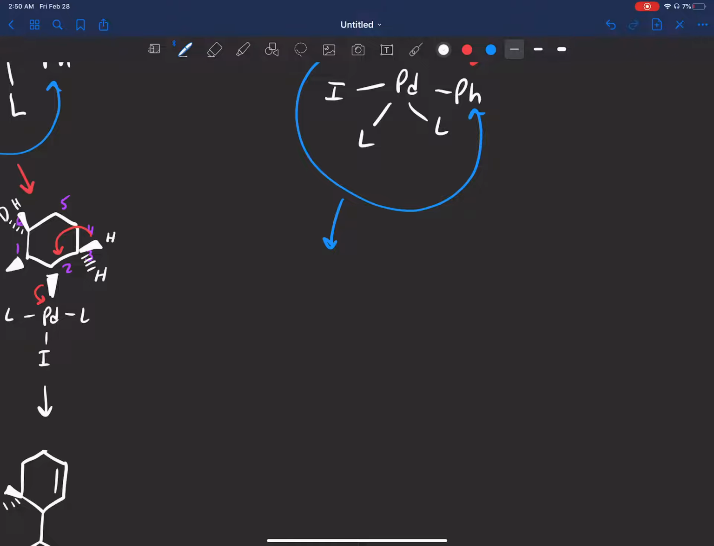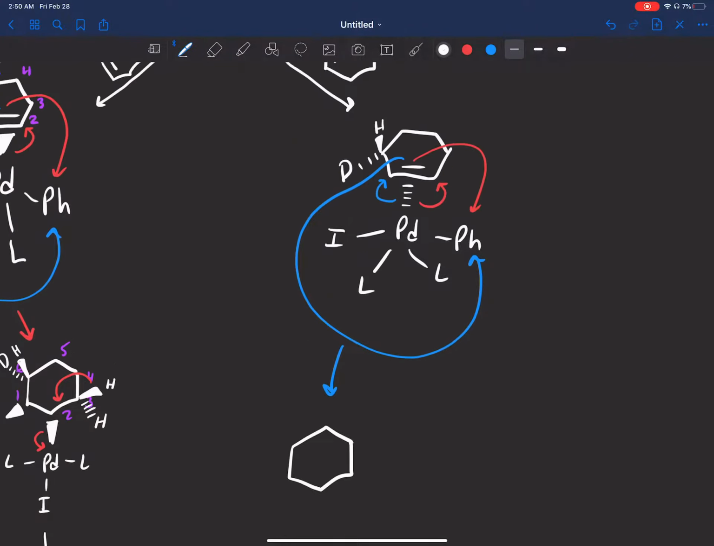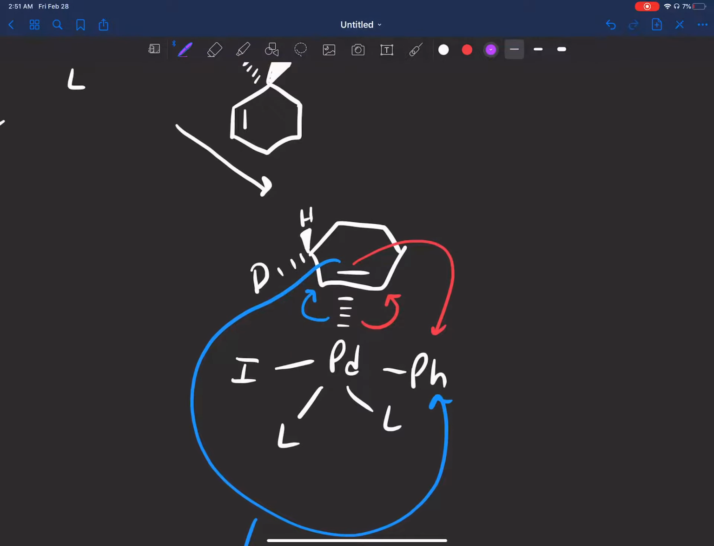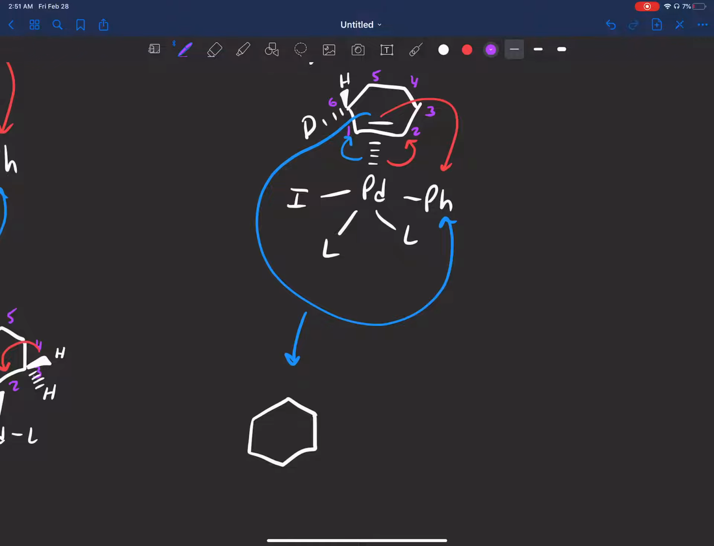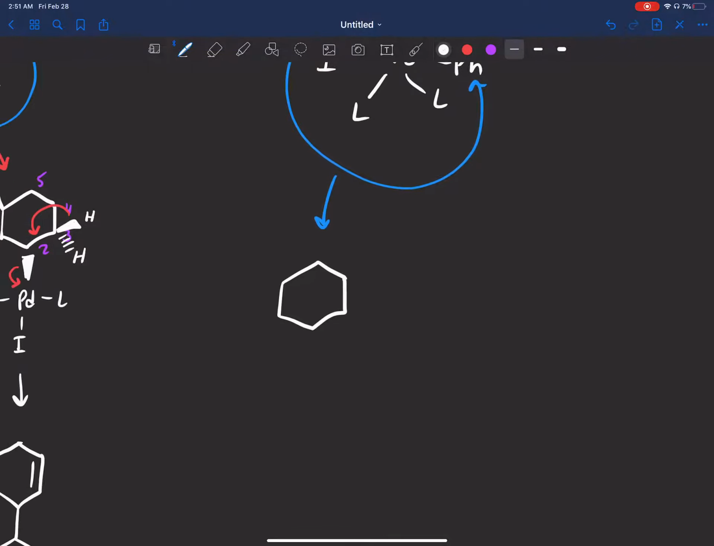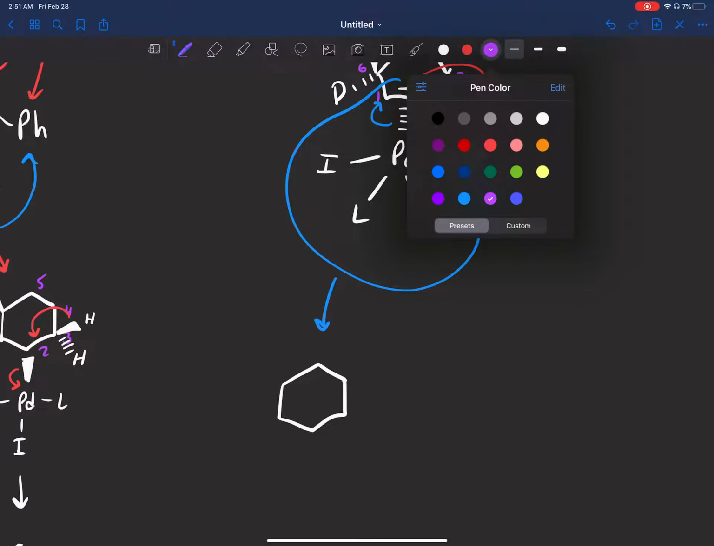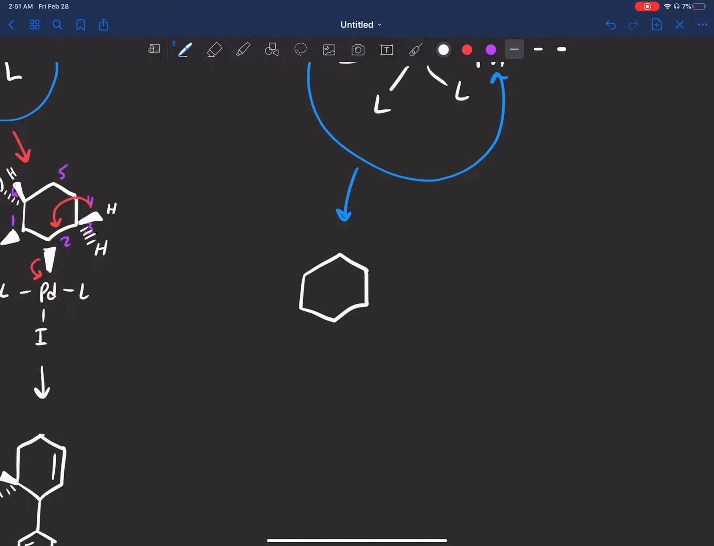So we have our 6-member ring. And again, let's number our carbons. Let's go 1, 2, 3, 4, 5, 6. So my metal is going to be bound to carbon 1, right? You see that the blue arrow shows it's binding to carbon 1. And so let's put it right here, and it's going to be dashed. Palladium, L, L, I.